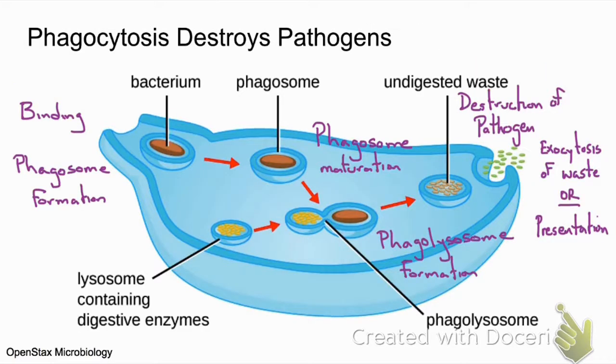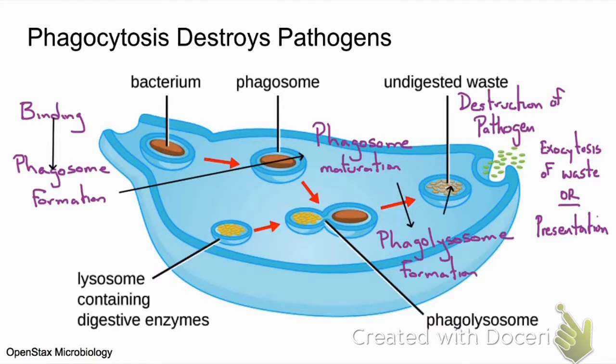We're going to dive into detail into the process of phagocytosis, but I want to provide first a brief overview of the steps. First, the phagocyte will bind to our pathogen and engulf it to form a phagosome. This phagosome will undergo maturation and then eventually will fuse with a lysosome to produce what we call the phagolysosome.